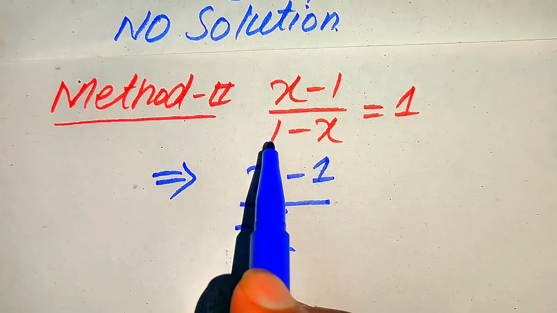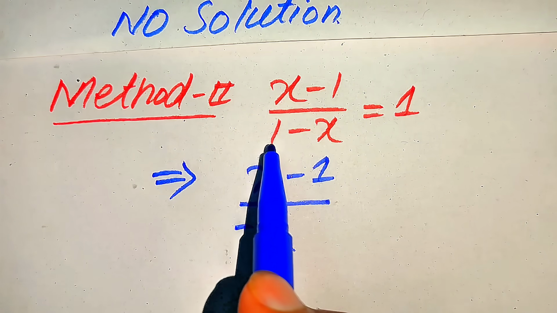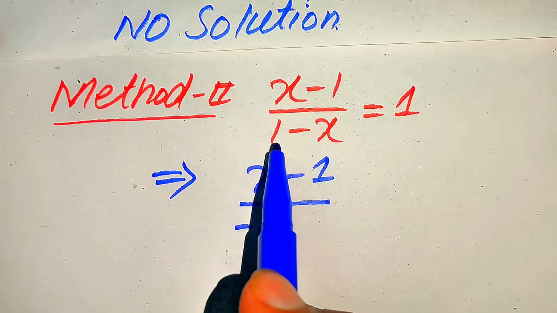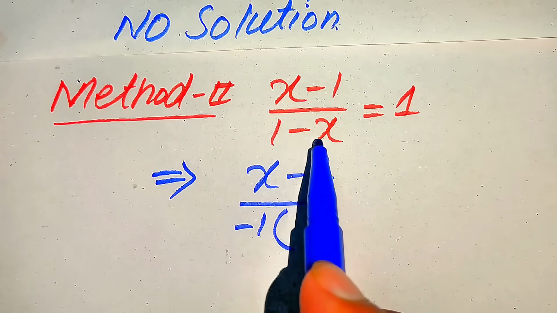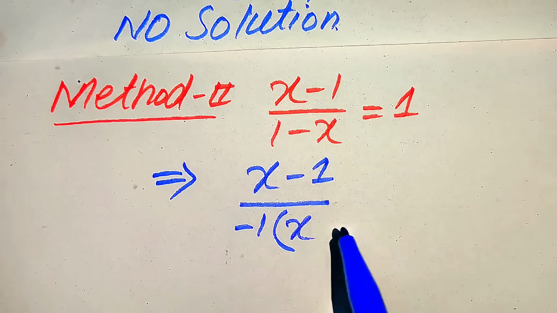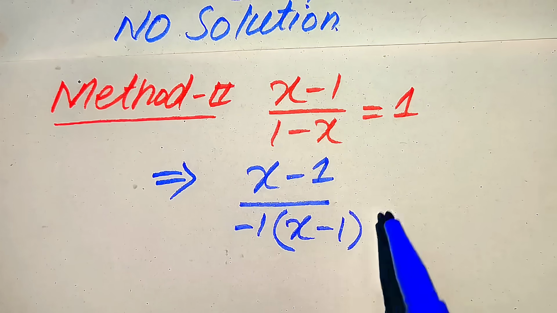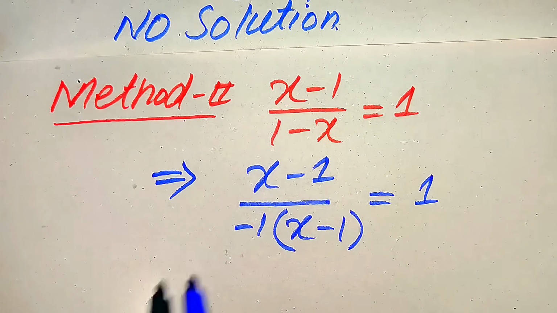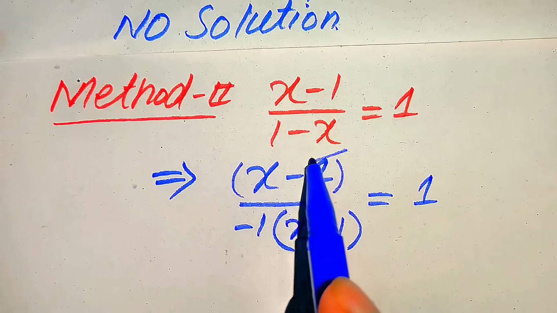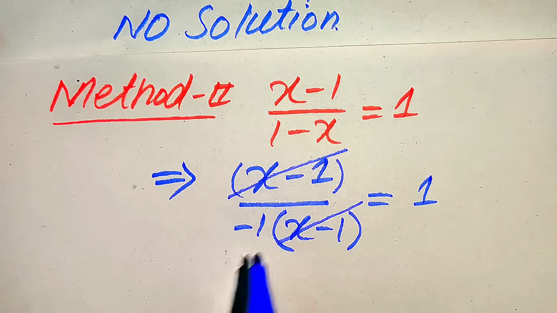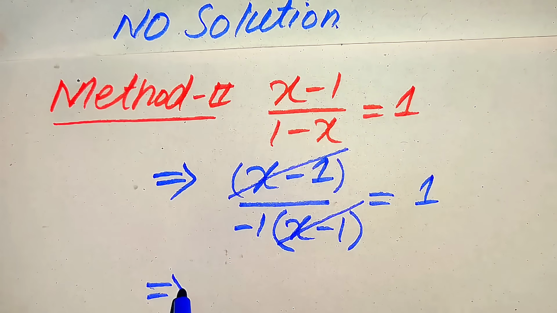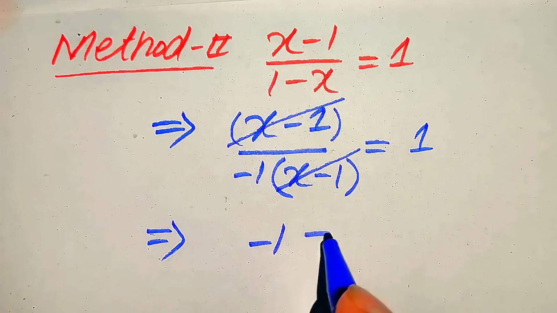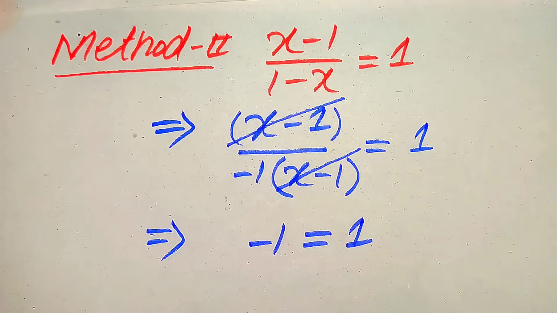after taking the common minus sign, we just change the sign of all of these terms. Okay, so this plus 1 becomes minus 1, this minus x becomes plus x, so it will be written as x minus 1, and this is equal to 1. And now you see here, this x minus 1 is cancelled out by this x minus 1, and here you see that in the left hand side we will get minus 1 is equal to plus 1.